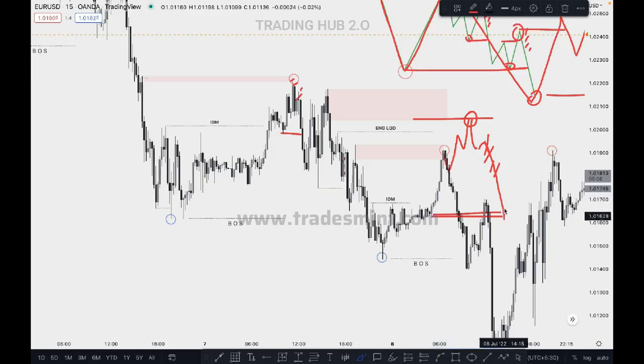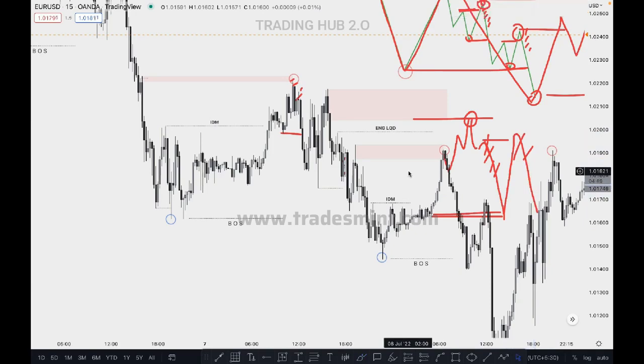You have to wait for this high to be taken out, because this is our M5. Once the market takes out this high, you can again sell multiple positions. This is a very interesting thing. I hope you understand. Now let me switch to another chart.